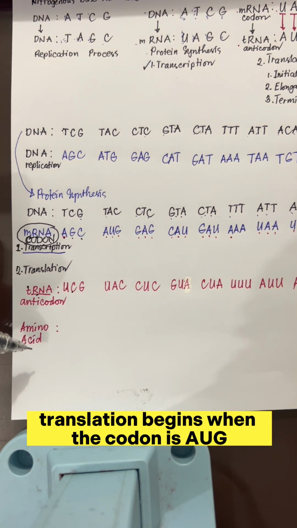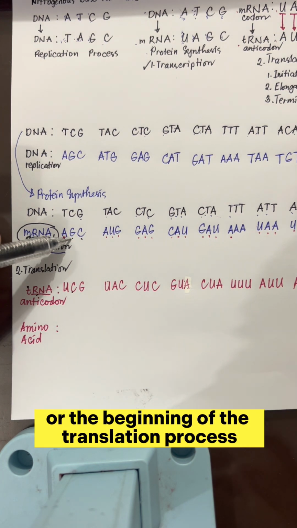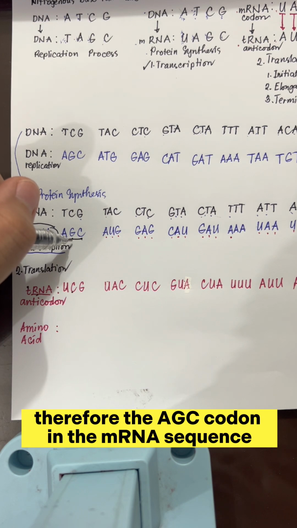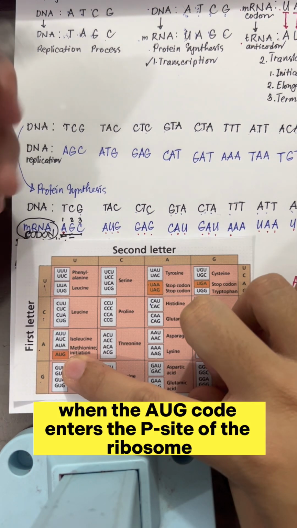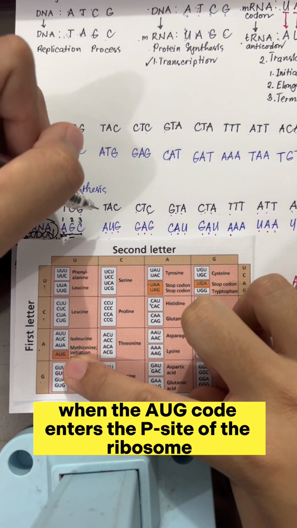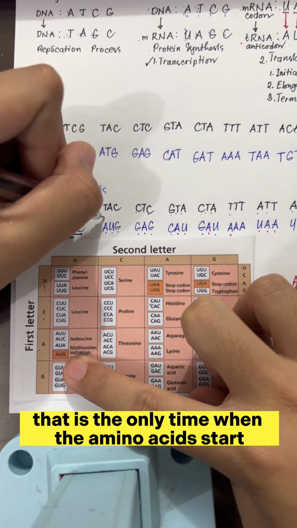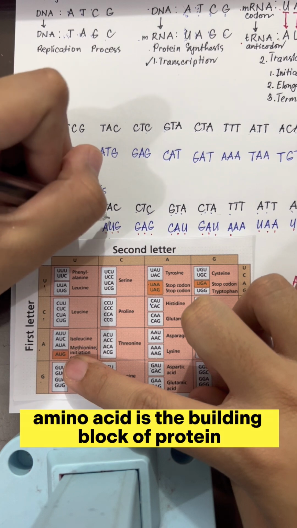Translation begins when the codon is AUG. It signals the initiation or the beginning of the translation process. Therefore, the AGC codon in the mRNA sequence will not start the translation process. When the AUG codon enters the P site of the ribosome, that is the only time when the amino acids start to build up. Amino acid is the building block of protein.